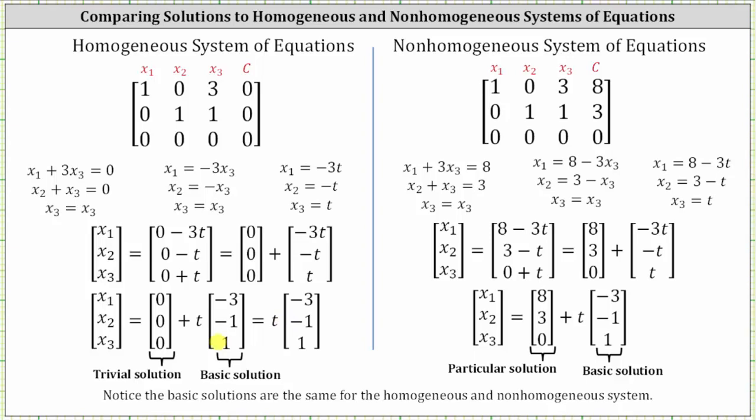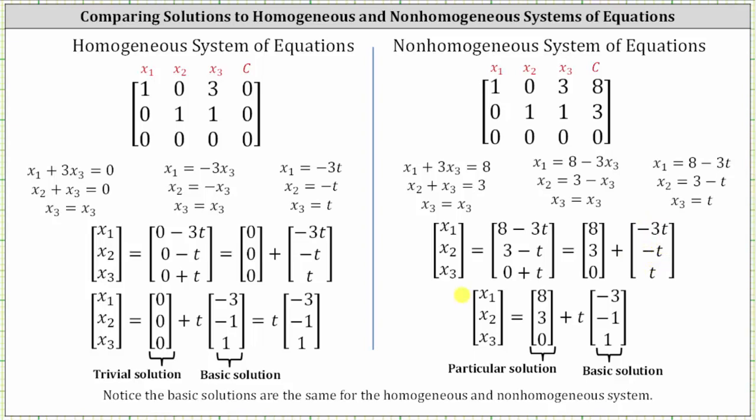So for the non-homogeneous system, we have the column matrix that contains the variables, and then on the right we have the column matrix of 8 minus 3t, 3 minus t, and we can write t as 0 plus t. And then from here we can break this up into the sum of two column matrices, where we have the constants in the first column matrix and the variable terms in the second column matrix. And again, the last step is to factor out the t from the second column matrix shown here below.